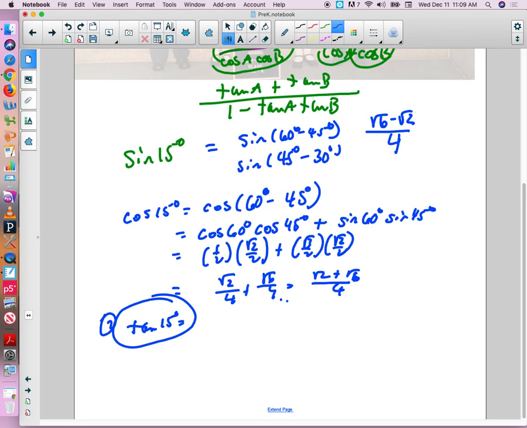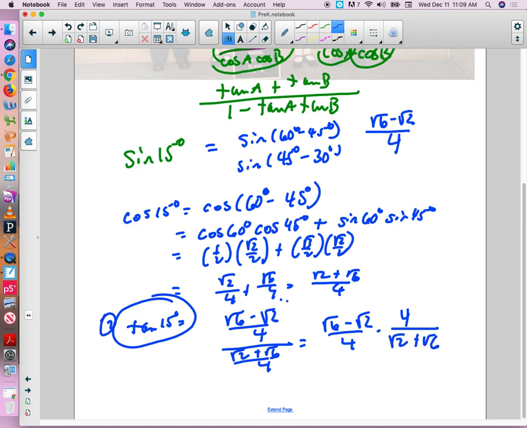So I don't know if anybody thought while you were working, but if you want to find tan of 15, you could just wait until you know sine of 15 and cosine of 15 and put the sine of 15 over the cosine of 15, which is going to be this. And you can leave square roots on the bottom.